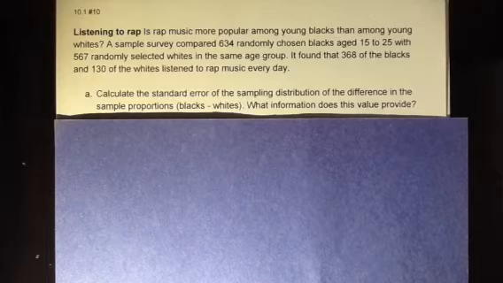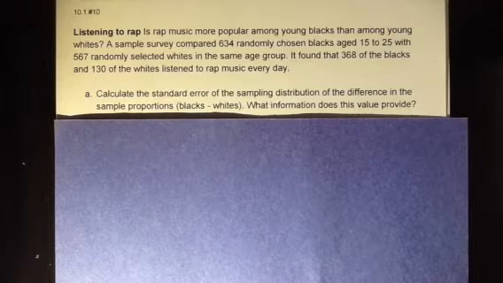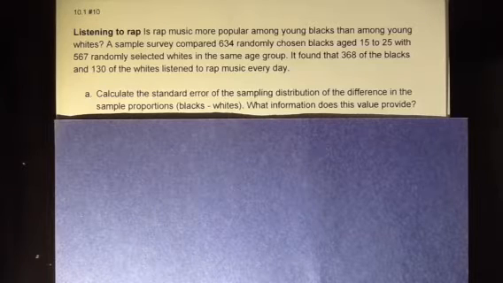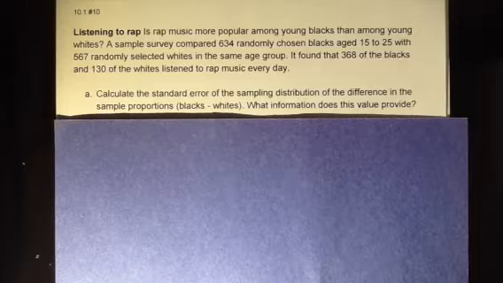So we have listening to rap music. Is rap music more popular among young blacks than among young whites? A sample survey compared 634 randomly chosen blacks aged 15 to 25 with 567 randomly selected whites in the same age group. It found that 368 of the blacks and 130 of the whites listened to rap music every day. Calculate the standard error of the sampling distribution of the difference in the sample proportions, blacks minus whites. What information does this value provide?